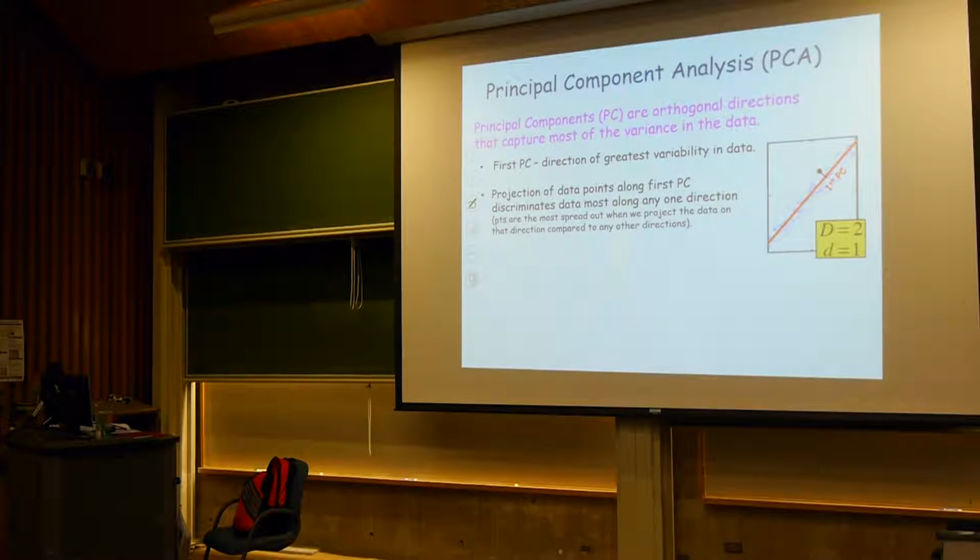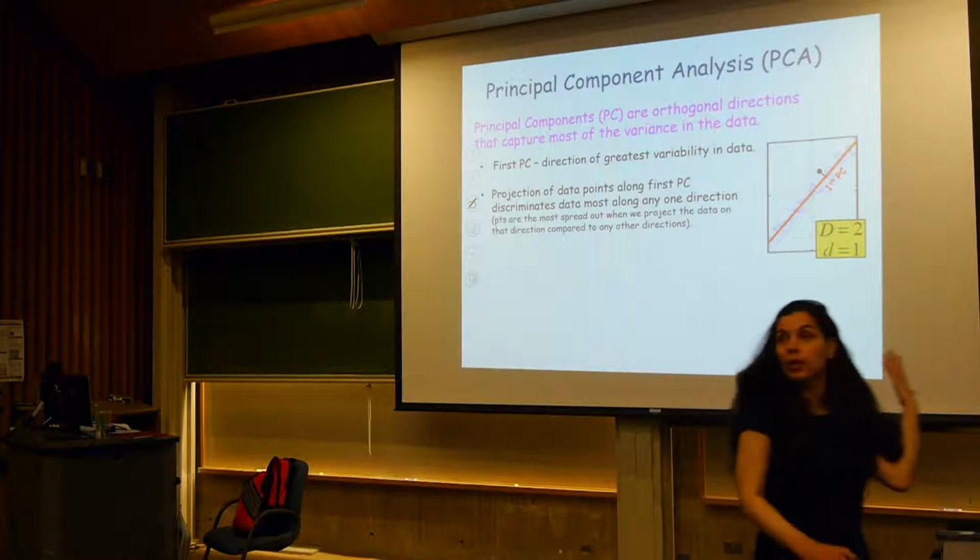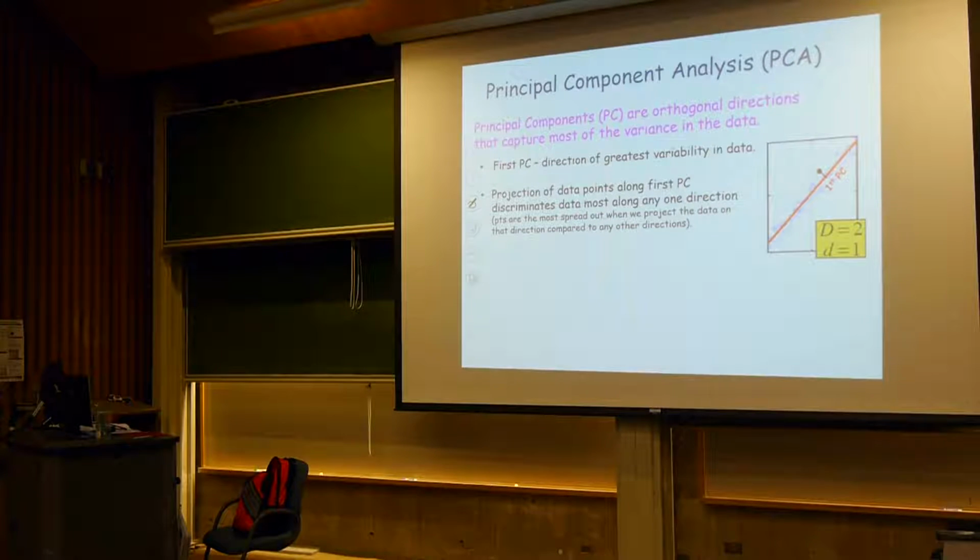So in other words, if we project the points into that direction, like this one here, the points are more spread out compared to any other direction we could project the points on. Out of all possible directions we could project the points on, for the first principal component the points are the most spread out. So that's basically the first principal component, the direction of highest variability in the data.